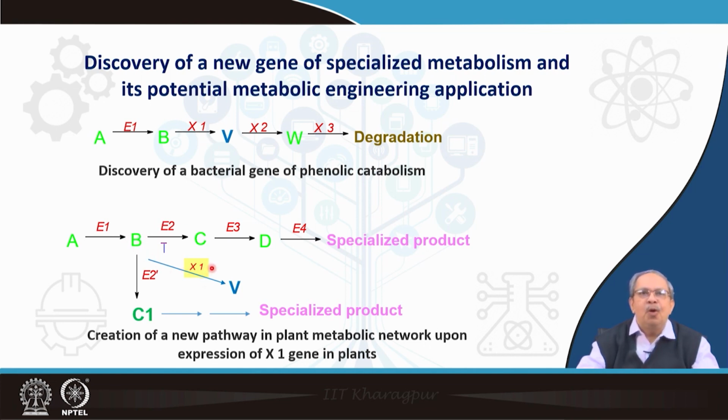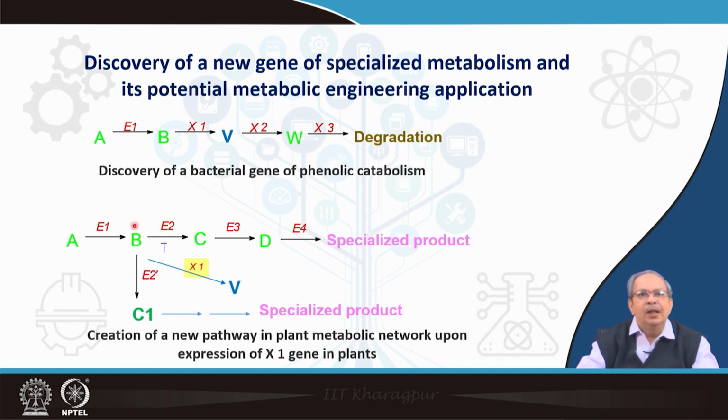X1 will compete with E2 and E2 prime. It depends on the affinity of the enzyme to the substrate, the Km value, and for the sake of consideration, if it all worked well, then it is possible that B will be channelized towards V. That means the heterologous enzyme X1, or heterologous gene X1, will be able to utilize the substrate B and make V.